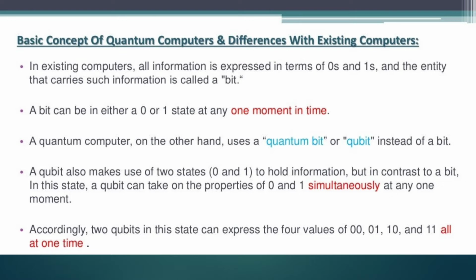A qubit also makes use of two states 0 and 1 to hold information, but in contrast to a bit, in this state the qubit can take on the properties of zeros and ones simultaneously at one moment. Accordingly, two qubits in this state can be expressed as four values of 00, 01, 10 and 11 all at one time.